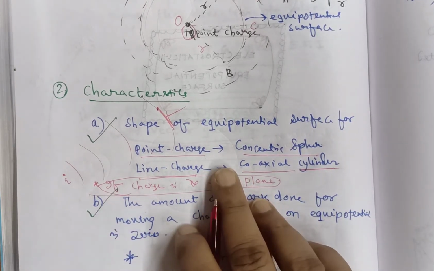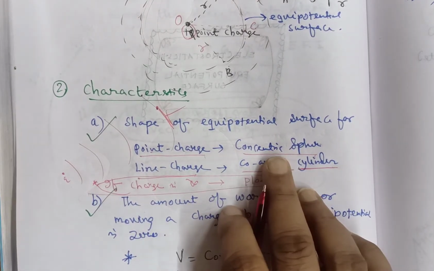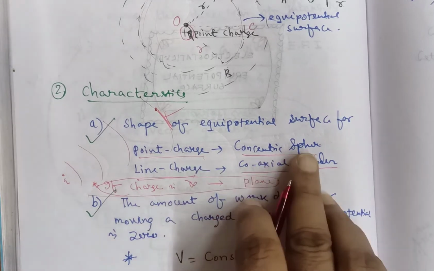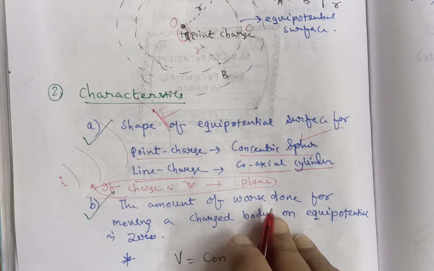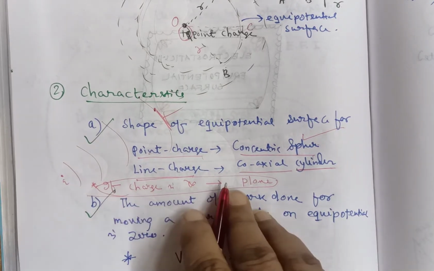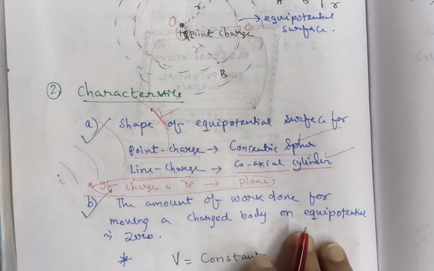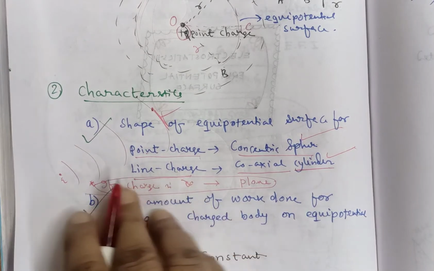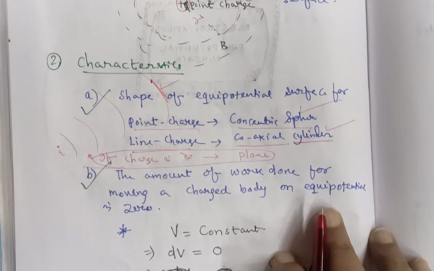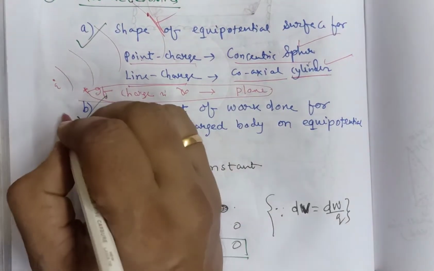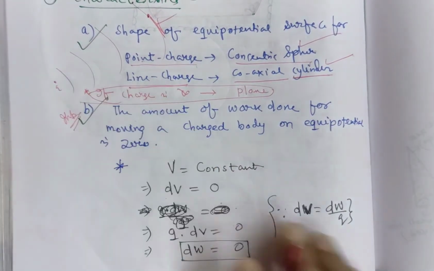But at a finite distance, the shape of the equipotential surface for a point charge is spherical, and for a line charge it will be cylindrical. But if the charges are at infinite distance, then the shape will be plane. Then we have to discuss another point. All the points are very important. The second point is also an important point.